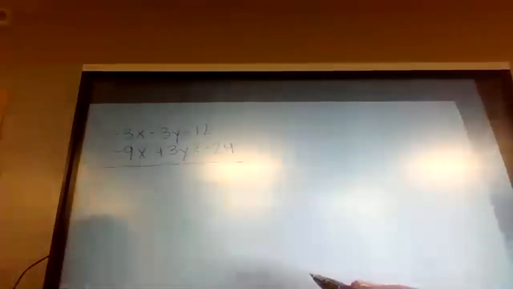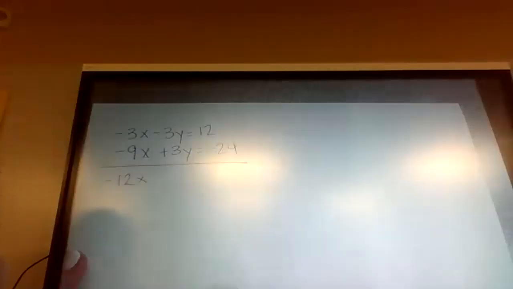All right. So if I just go ahead and add these together as they are right now, what's negative 3x and negative 9x? Negative 12x. And then what happens with a negative 3 and a positive 3? Cancel out. And 12 plus negative 24 is negative 12. Okay, so then what do I do? Divide by negative 12. X is equal to 1.